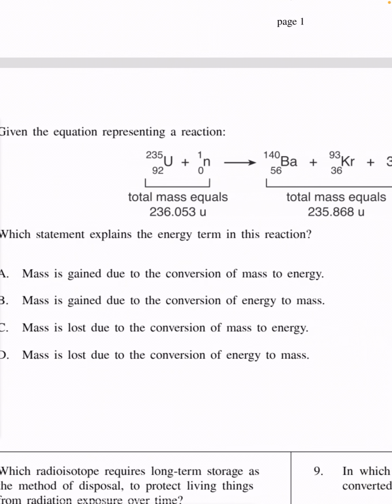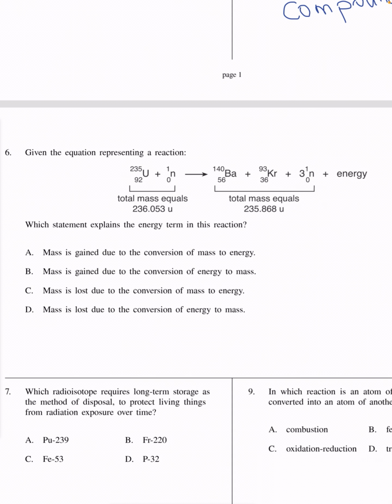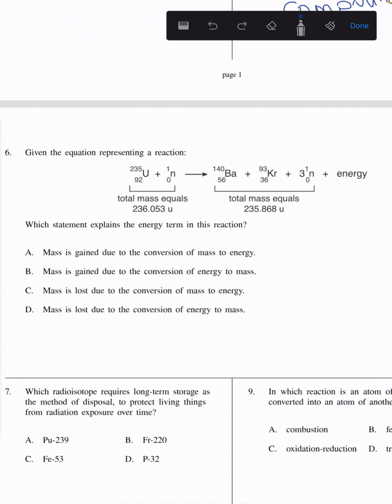Number 6. Oh, that's a big one. Okay, this one. Given an equation representing a reaction. You remember, that is a famous fission reaction that takes place in a nuclear plant. Which statement explains the energy term in this reaction? That is the energy term. Mass is gained due to conversion of mass to energy.